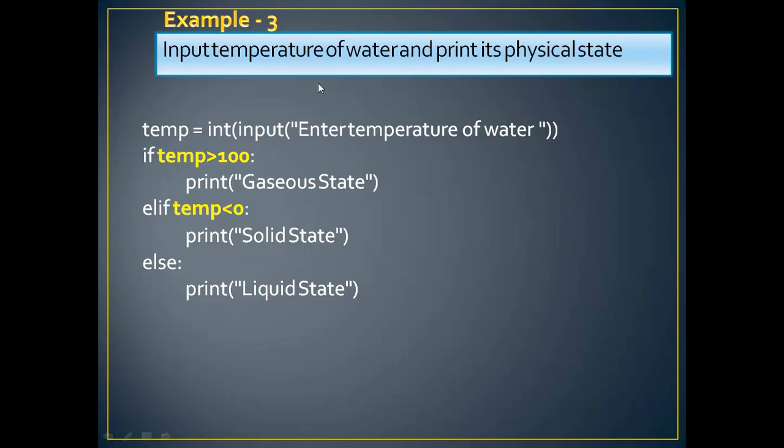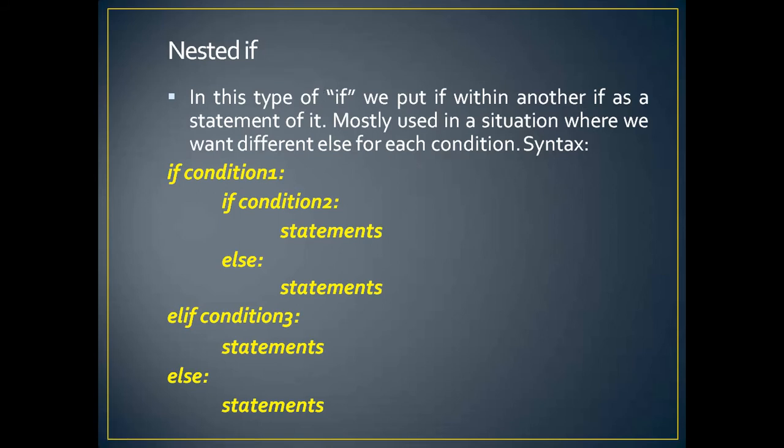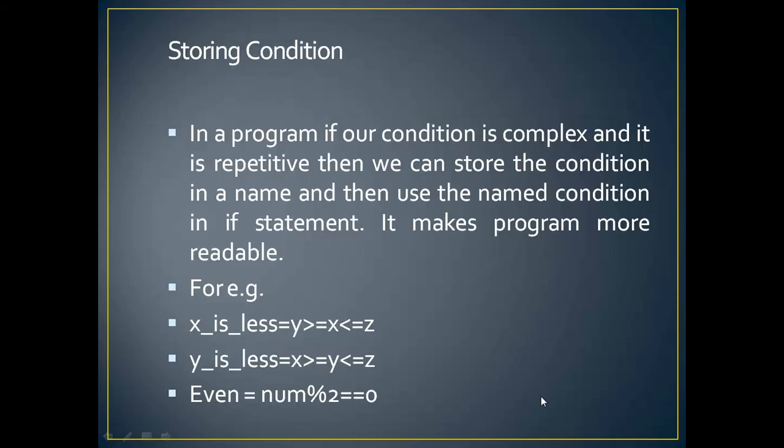We'll go ahead now. Okay, now the nested if. In this type of if, we put an if within another if as a statement of it, mostly used in a situation where we want different else for each condition. For example, if condition 1 is true, then if another condition is true, then the statements, else another set of statements. If this condition fails, we'll go to the elif and check another condition. If it is true, okay, and then you can have an else of that particular elif. Understood? So multiple ifs within the if are called nested if statements.